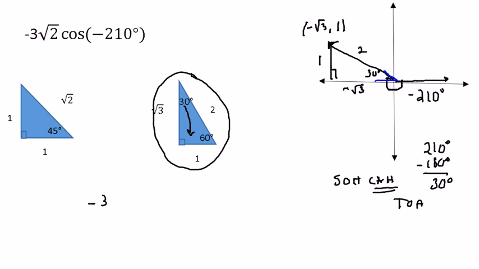So I have negative 3 square roots of 2 times negative square root of 3 over 2 for my answer. So that would be positive 3 square roots of 6 over 2. So 3 square roots of 6 over 2.